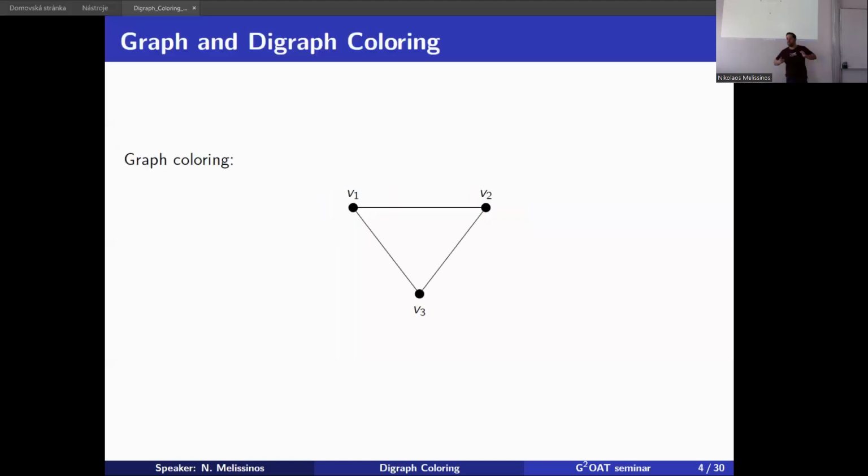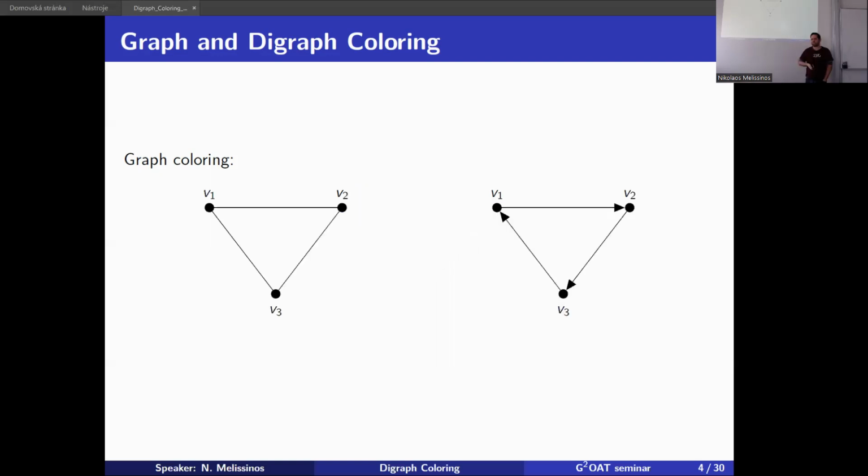So which is the problem? In the classic graph coloring, when we have some vertices, we want to give colors to those vertices such that two adjacent vertices have different colors. For example, here, all the vertices need different colors because all of them see each other. However, this idea is not really easy to extend to directed graphs, because if we keep the same idea about adjacency, then we completely ignore the direction of the edges.